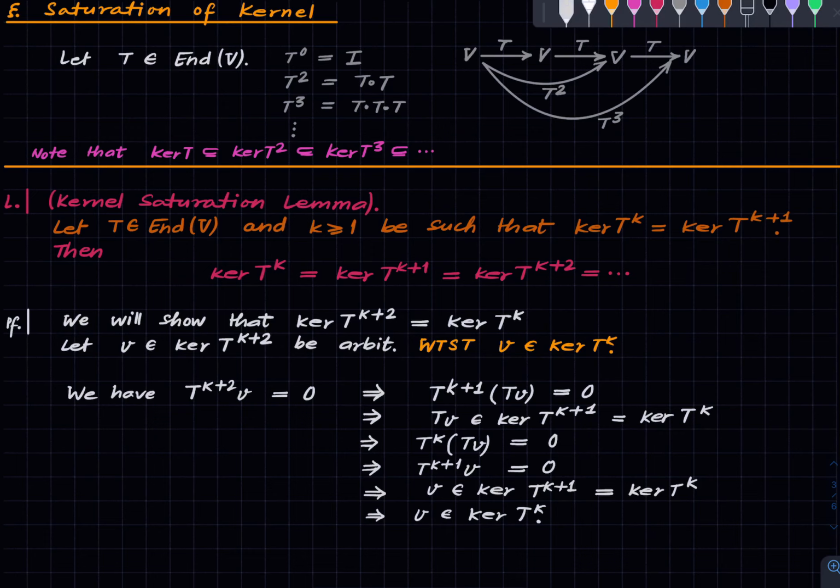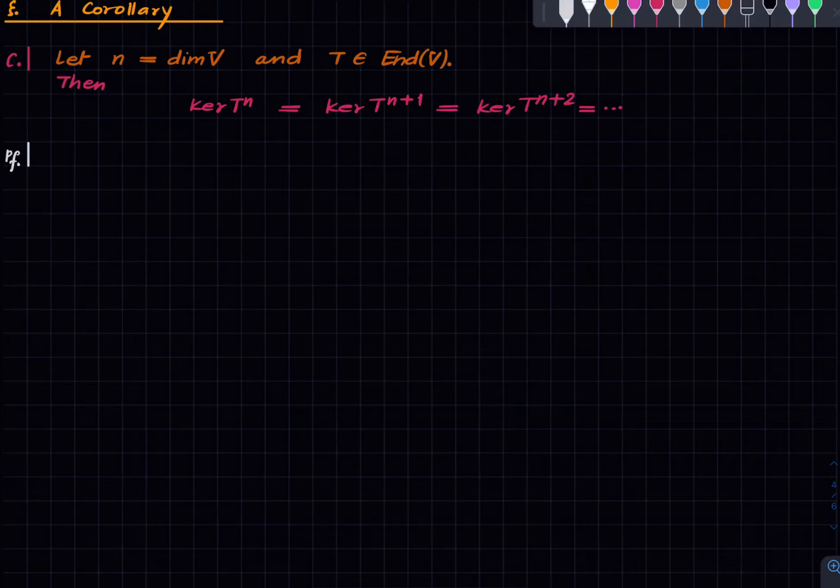Okay. So an immediate corollary of the kernel saturation lemma is the following. If we have an n-dimensional vector space and we have an endomorphism T on it, then kernel of T to the n, where n is the dimension, is the same as kernel of T to the n plus 1, is the same as kernel of T to the n plus 2, and so on.